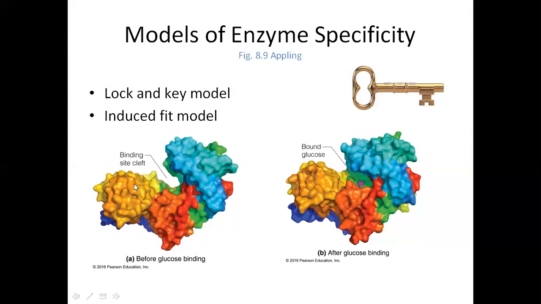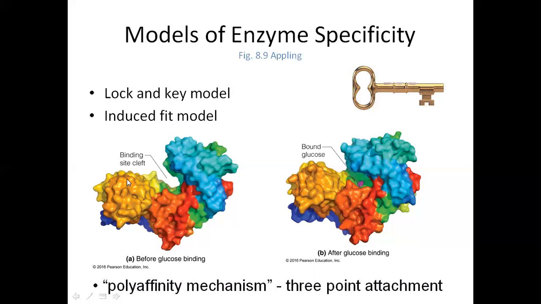Many enzymes display stereospecificity, and the polyaffinity mechanism is a way of explaining this. It comes down to the fact that if we have 3 points of attachment or contact between the enzyme and the substrate, then we can bind one stereoisomer but not the other.